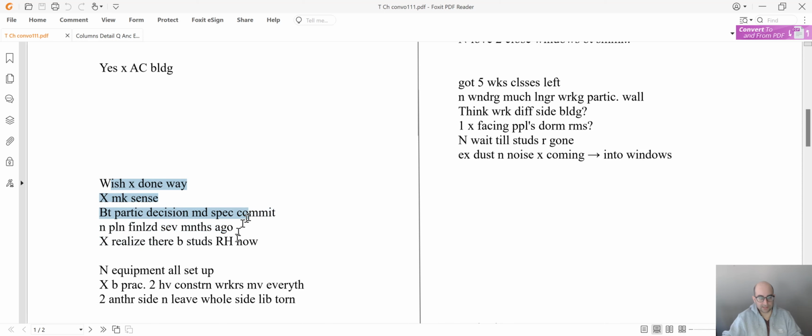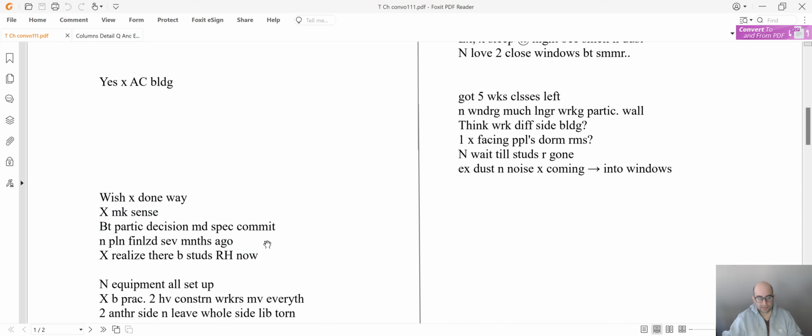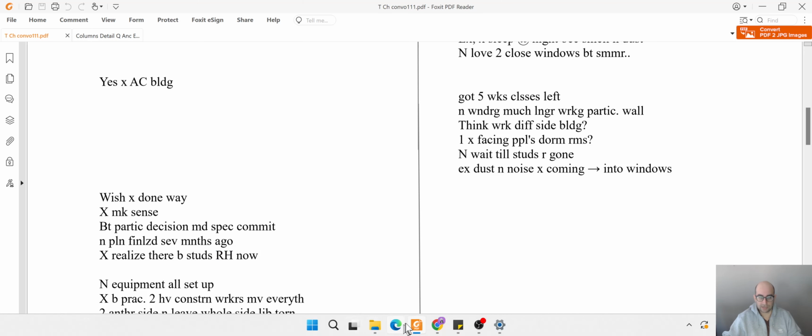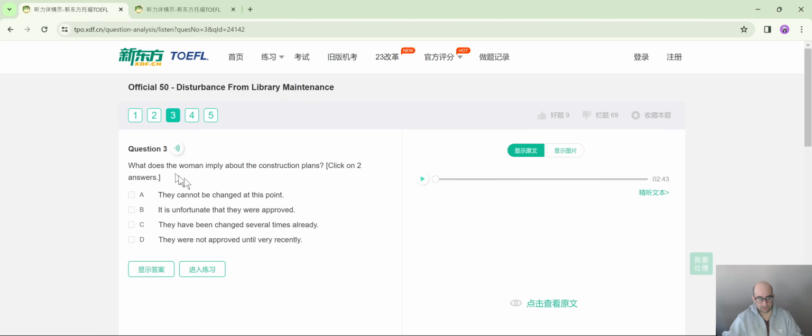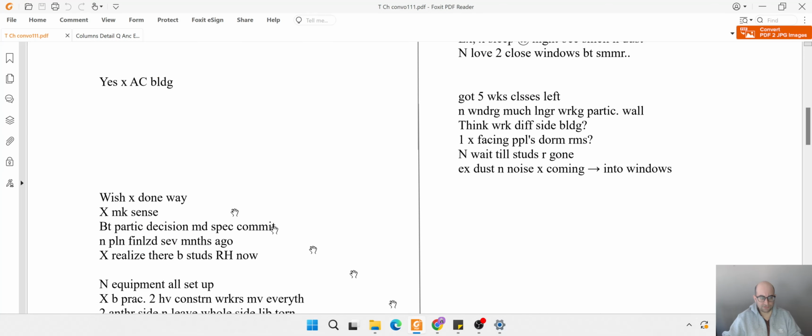Now you wanna read this and understand what you've written in your notes. So I wish this wasn't done this way. This doesn't make any sense, but this particular decision was made by a special committee and this plan was finalized several months ago. And they didn't realize there would be students in Roberts Hall right now. Okay. So now let's come to our answer options, our answer choices. So choice A, they cannot be changed at this point. Yeah, it did sound like they were finalized or something.